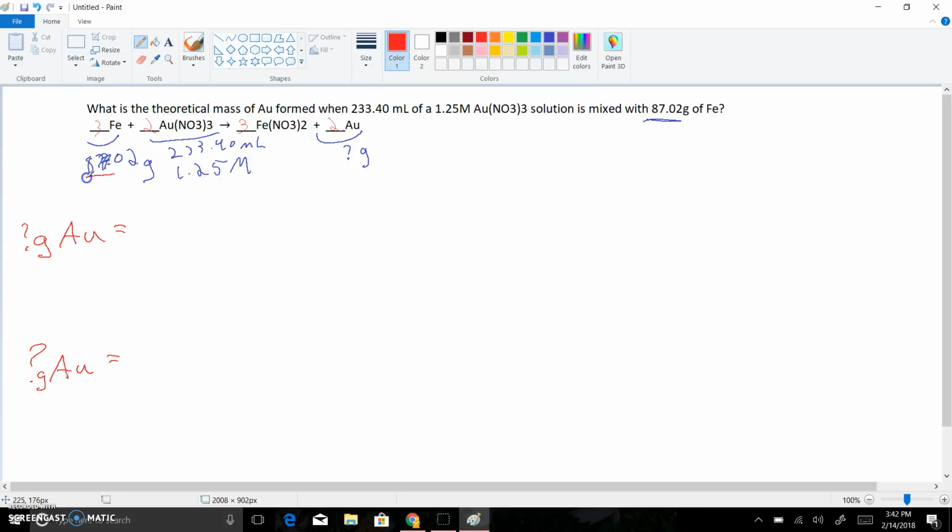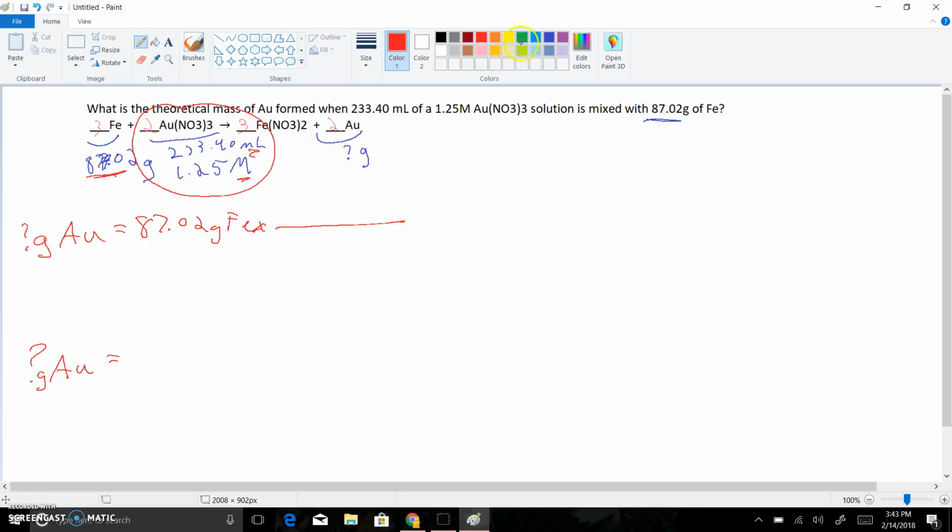I'll start with the first one, this 87.02 grams of Fe. That's my first problem. So that's just normal stoich. That's just going from grams to grams on the mole map, things we've done before. What's new is this Au stuff. Like, what number do I put down here? Do I put that 233? Do I put that 1.25? What I do know is that on the mole map, there are no milliliters, and there's no molarity box on the mole map.